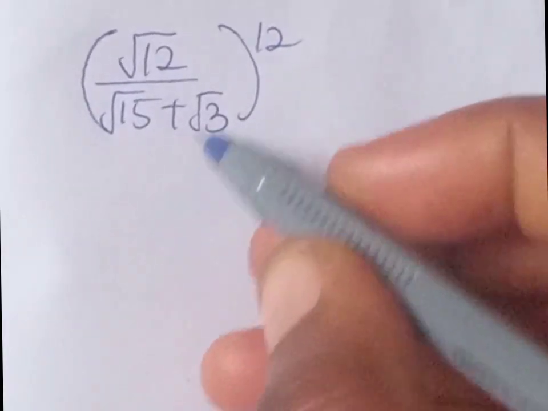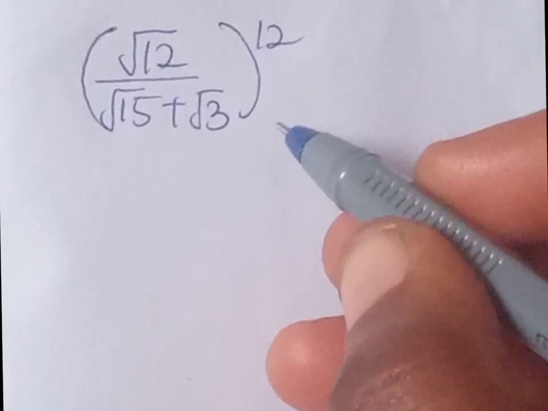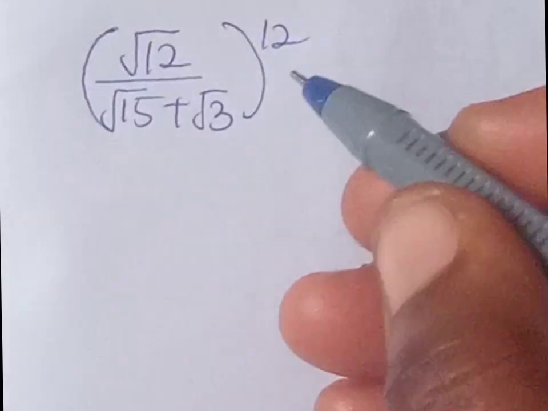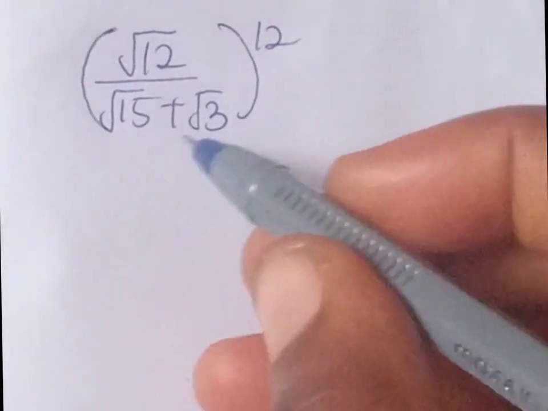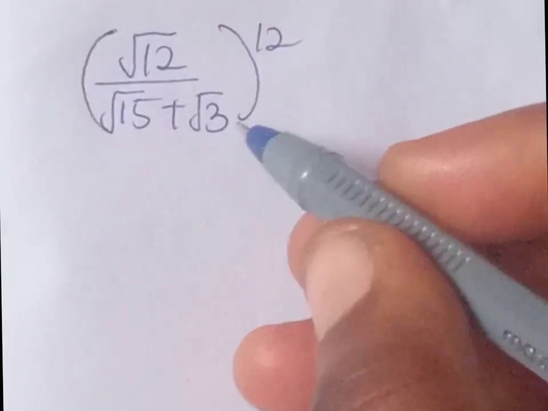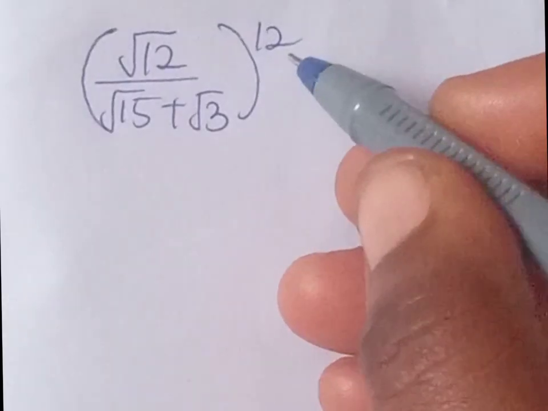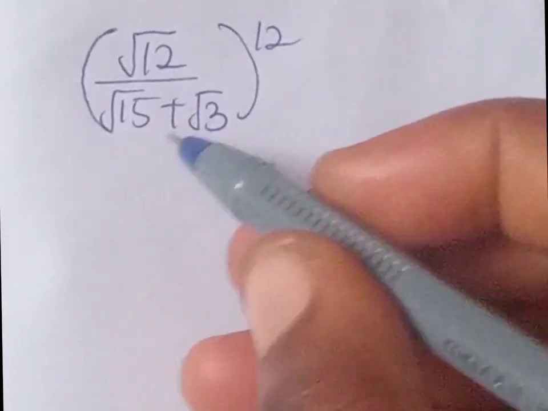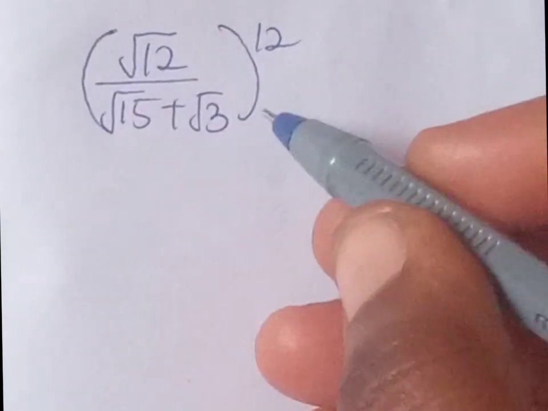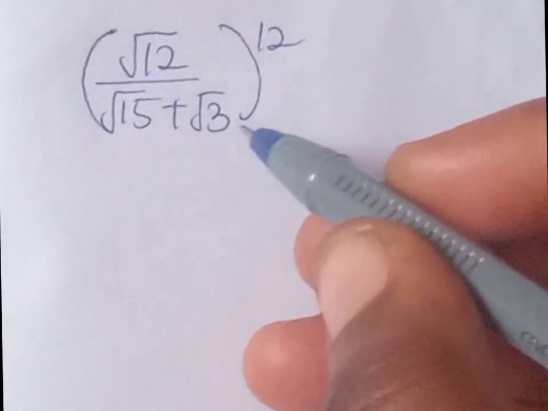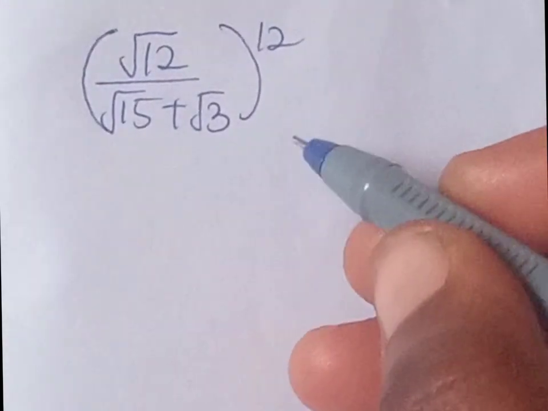At first glance, this expression looks intimidating because we have radical signs and multiple square roots in the denominator. And to top it all off, everything is being raised to the power of 12. If you try to plug this straight into a standard calculator or expand it directly, you would end up in a mess. Now let's solve it together.